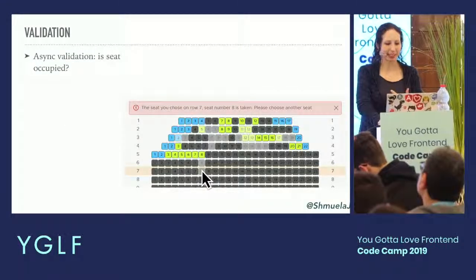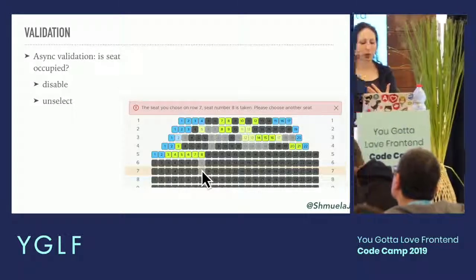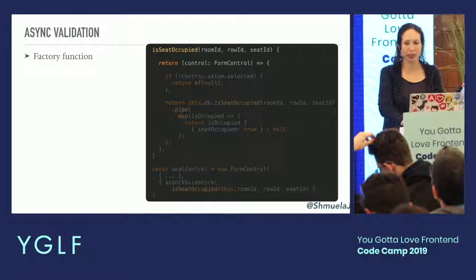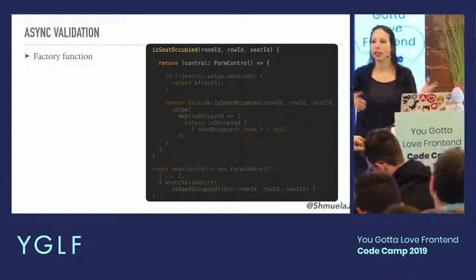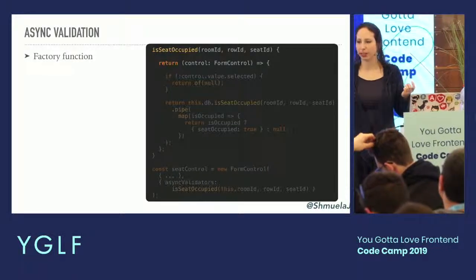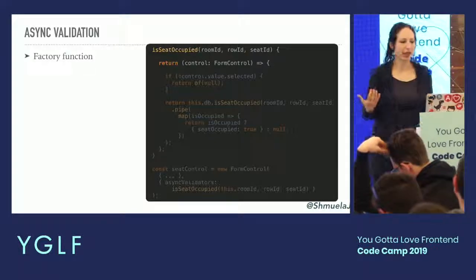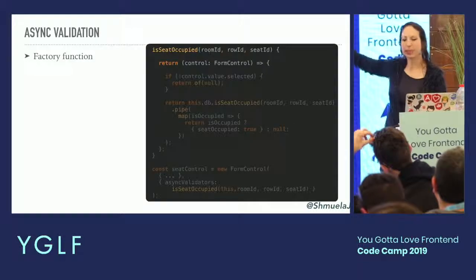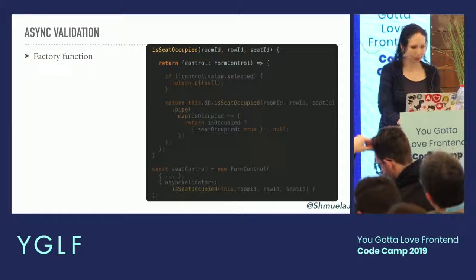But going back to the async validation. So we want to disable the seat, to unselect it, to show an error message. So how do we do that? You'll see a lot of validation functions that are actually factory functions. So let's try to do this. isSeatOccupied is our validation function.